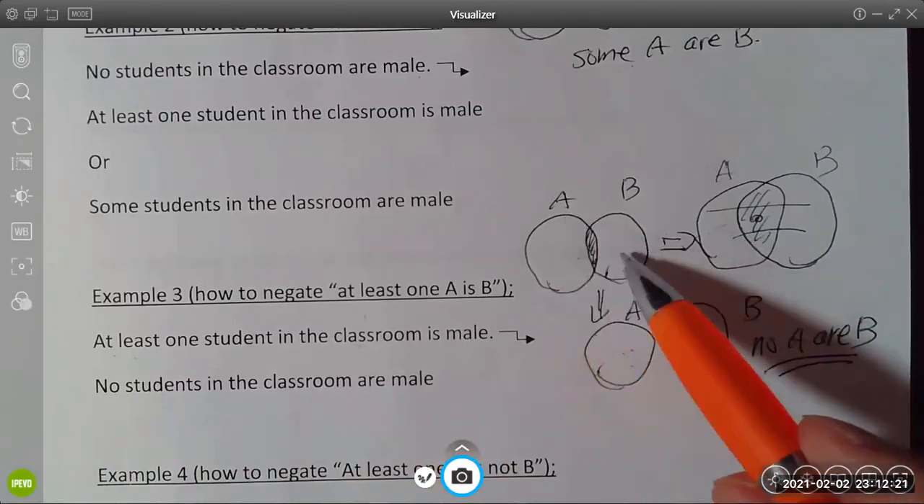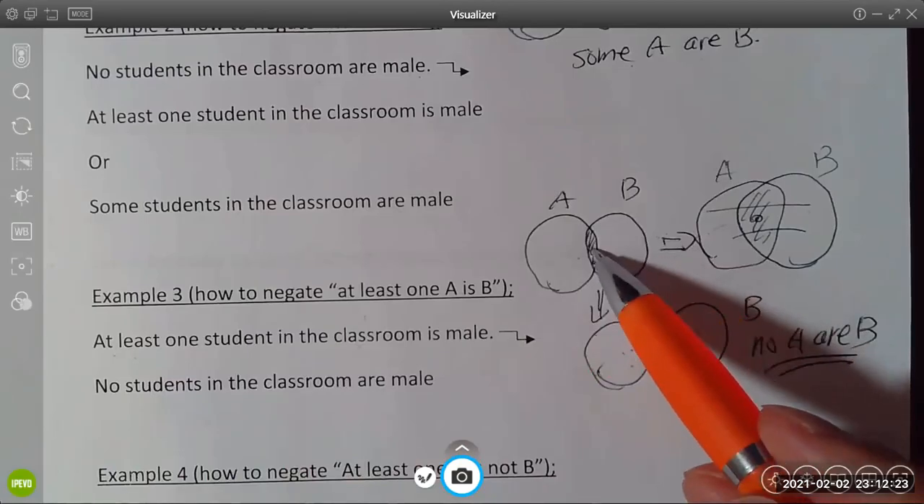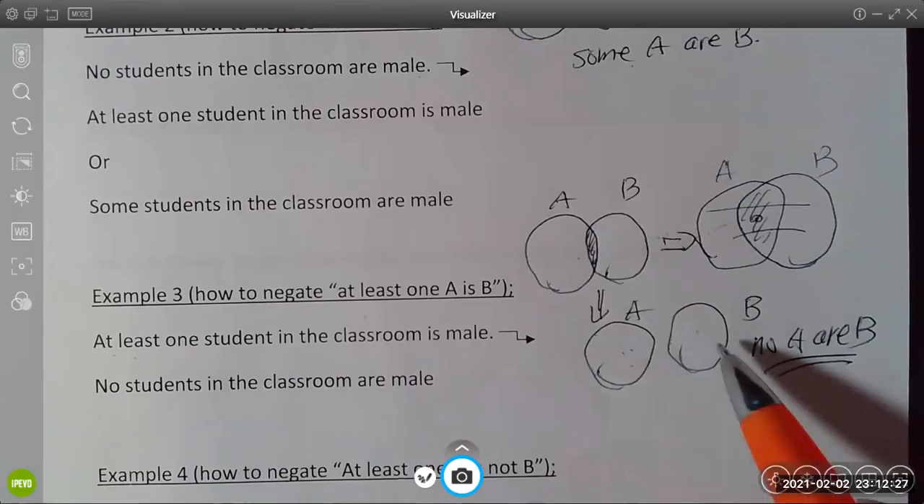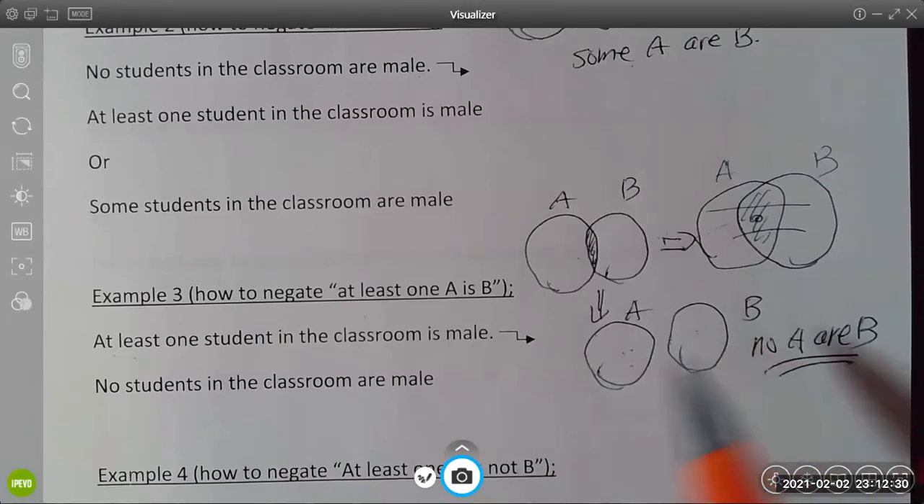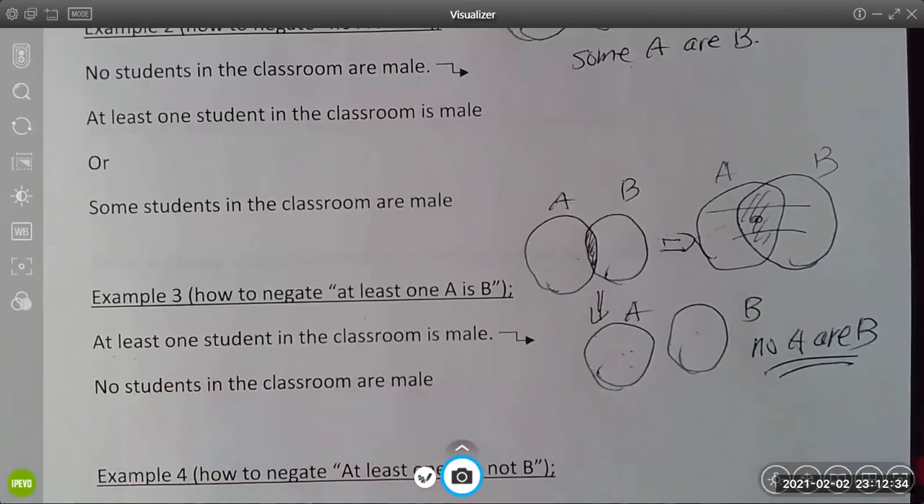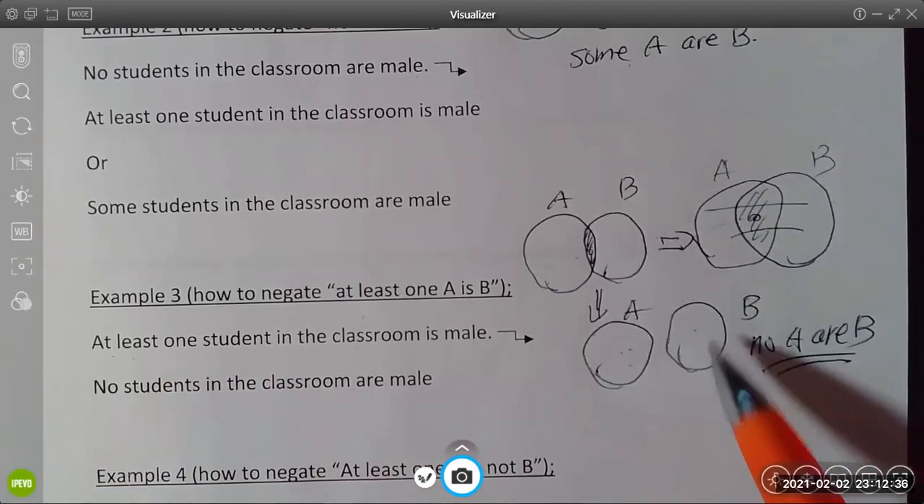This is a student. This is the male. At least one is male. Then the negation is: no student in the classroom is male. So no student in the classroom is male. That's the negation. There's no other way to say this.